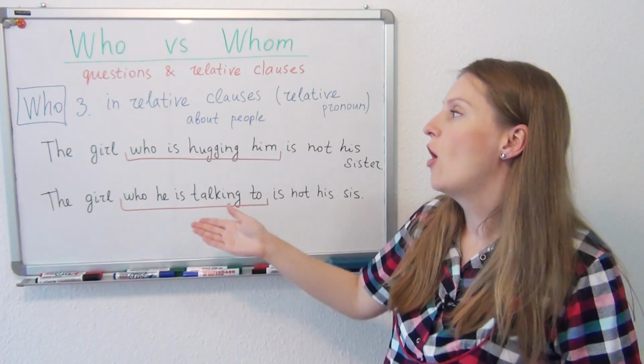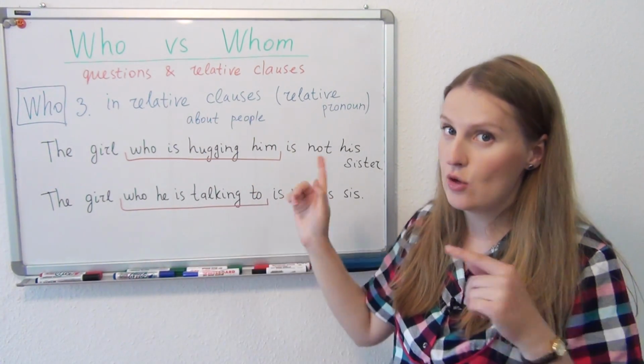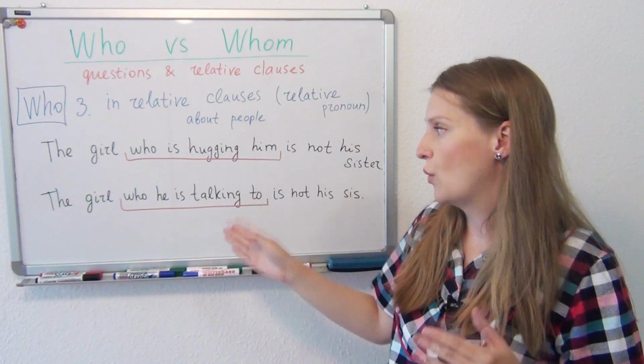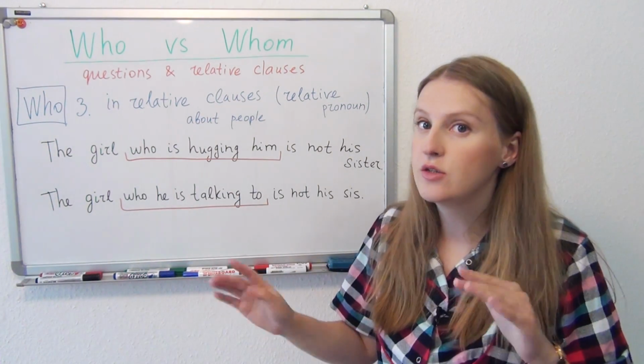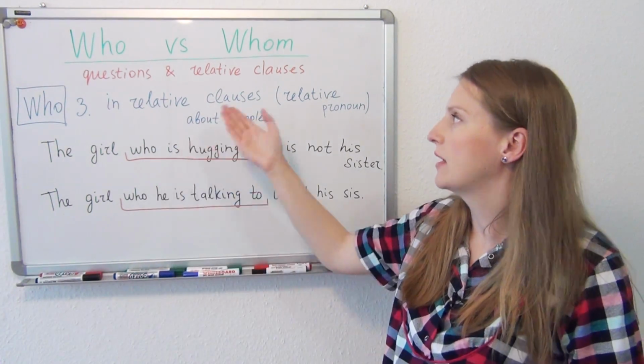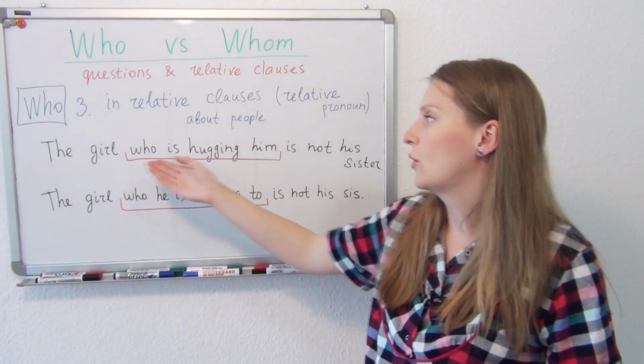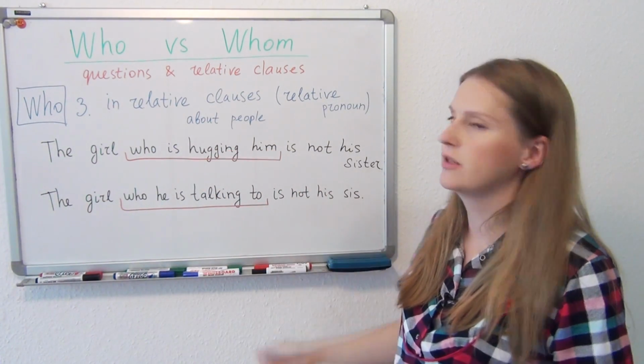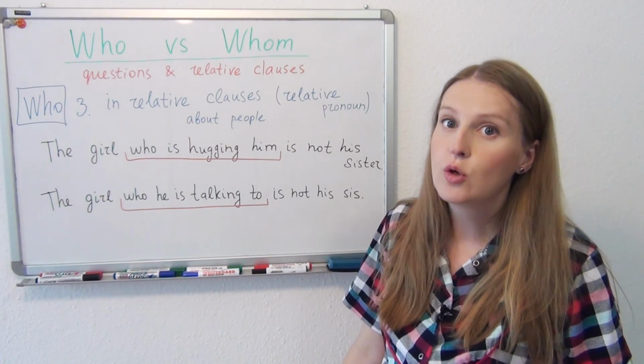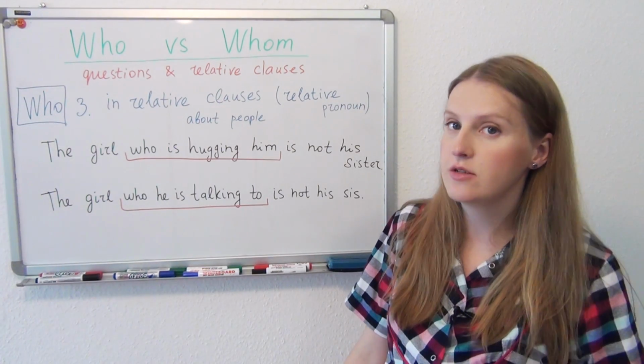It is possible also in relative clauses. And notice the word order. The word order is always direct, no inversion, in relative clauses. The girl who is hugging him is not his sister. The girl who he is talking to is not his sister.